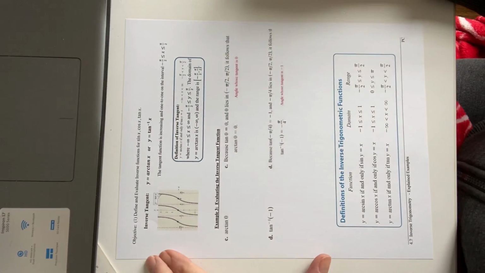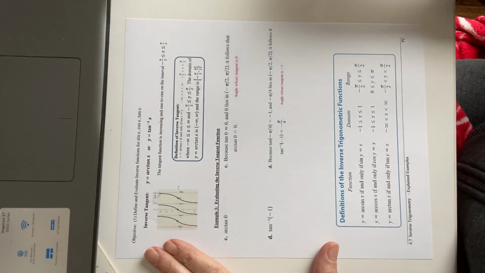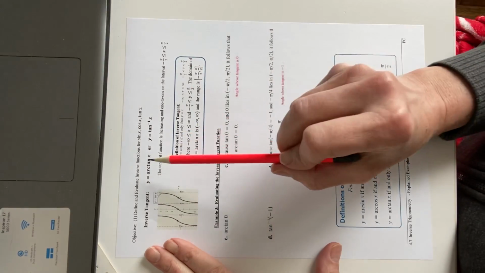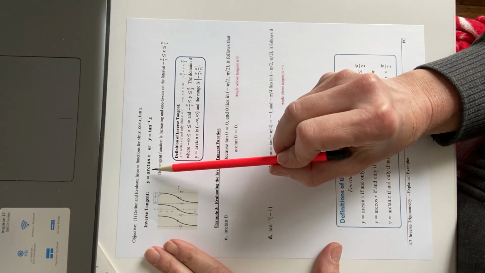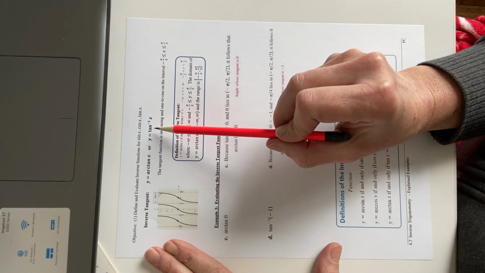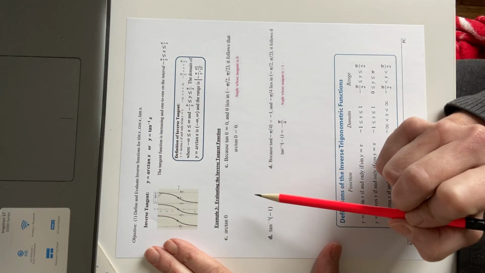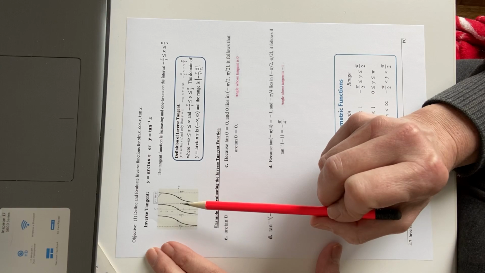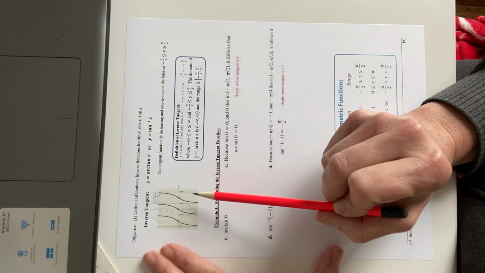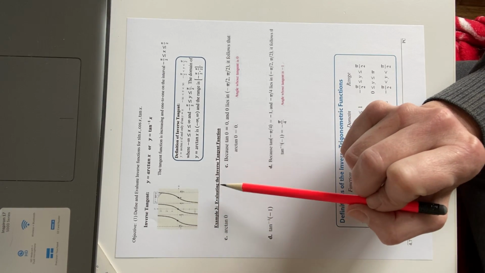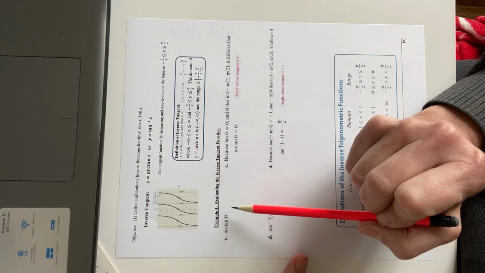So now we're going to talk about inverse tangent. Inverse tangent takes on the same two forms, y equals arctan x or y equals tan negative 1 of x. Like inverse sine and cosine, the tangent function itself does not have an inverse because it repeats indefinitely.